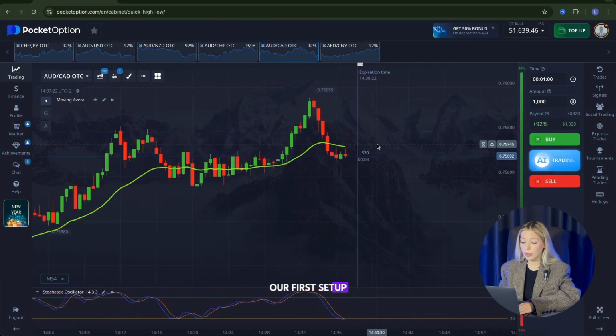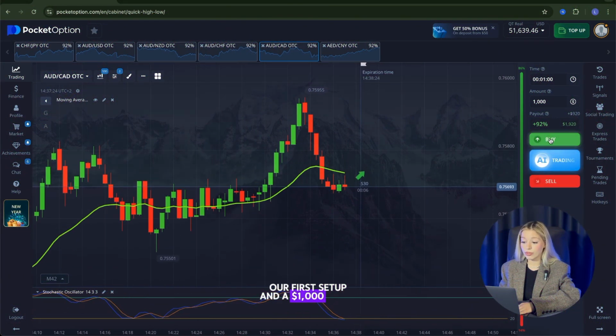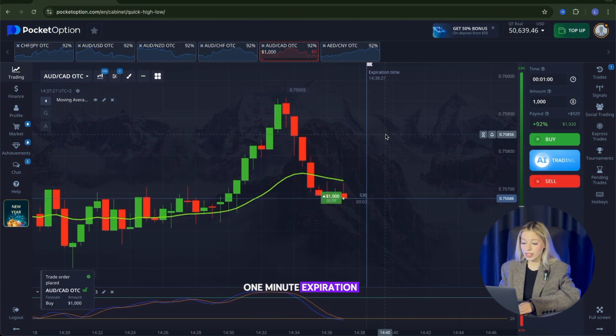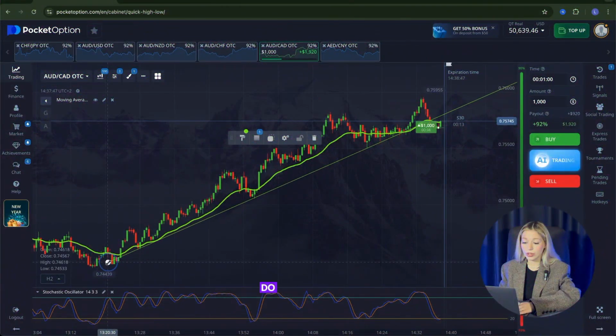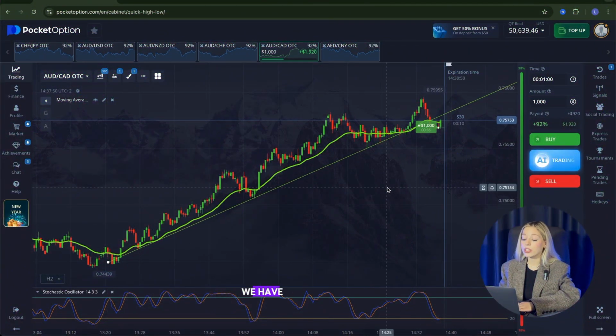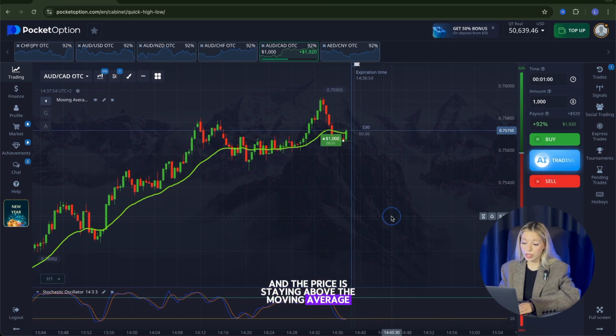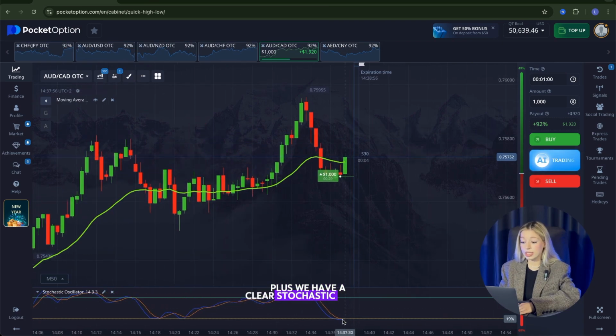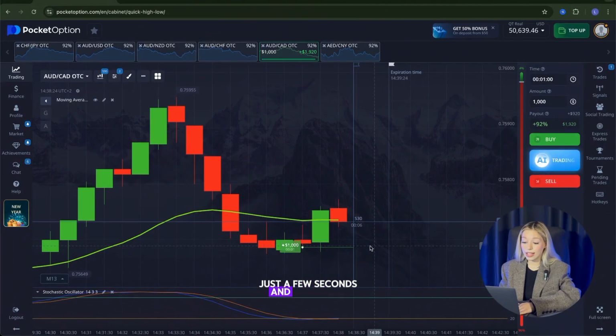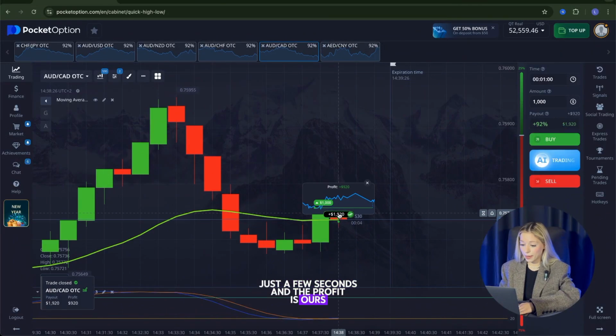Ready? Let's dive in. Here is our first setup and a $1,000 trade, 1 minute expiration, so let's go. Okay, do you see what's happening here? We have a strong upward trend and the price is staying above the moving average. Plus, we have a clear stochastic signal. Just a few seconds and the profit is ours.